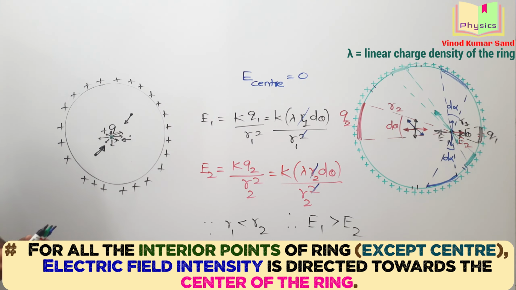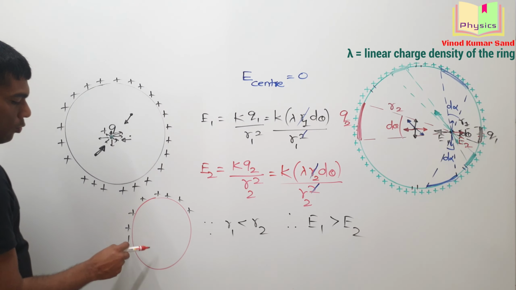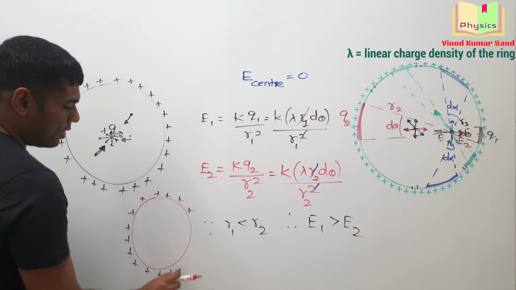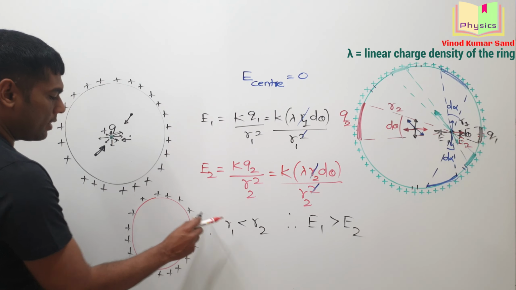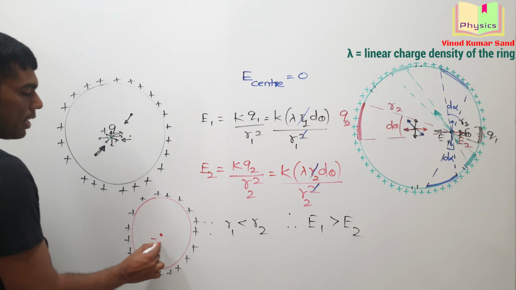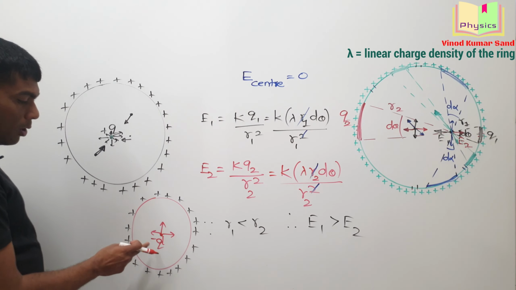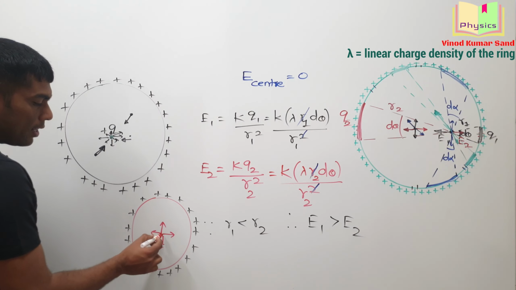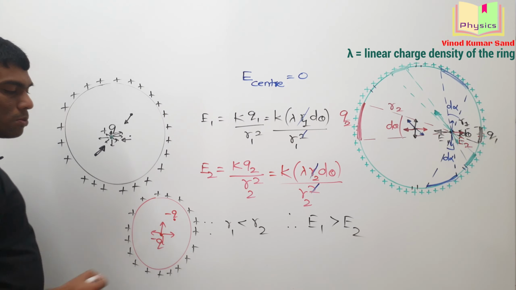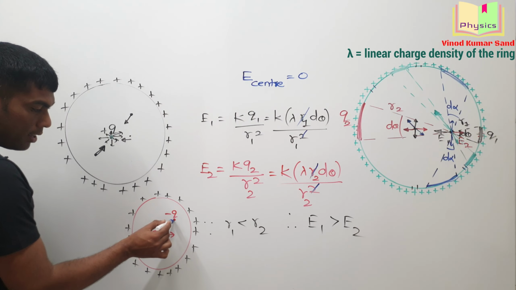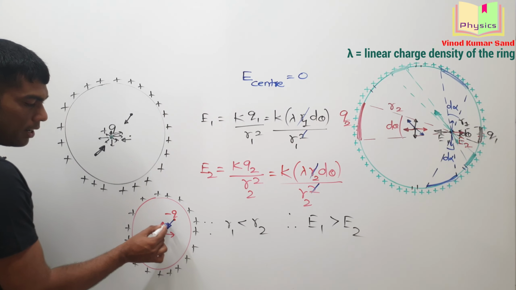Now what happens if we consider a negatively charged particle? We put a minus q charge, let's say once at the center. For this minus q charge, the net force will be 0 at the center. So it should be in some kind of equilibrium because the net force is 0. Now I displace the minus q, let's say here. We know that net electric field is toward the center of the ring.